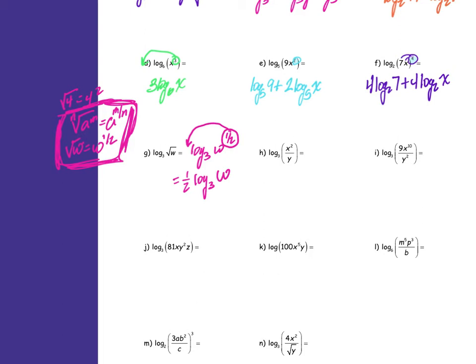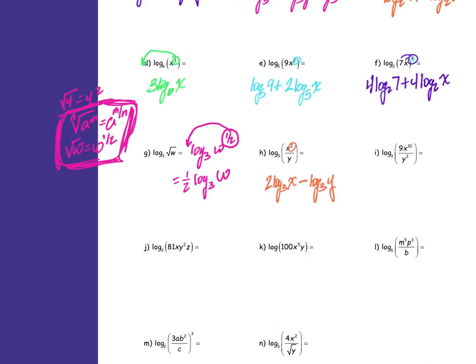All right. So H is kind of a combination of both of our rules again. I want to give you a minute to see if you can do it and how you feel about this one. So here's my exponent, so that's going to go in the front. So I've got 2 log base 3 of x, and then it's a fraction, so that's minus log base 3 of y.